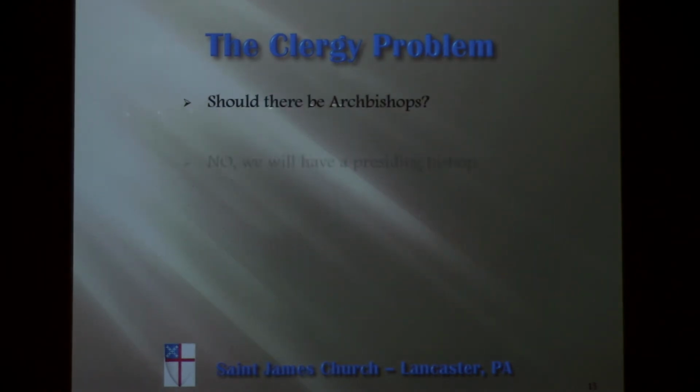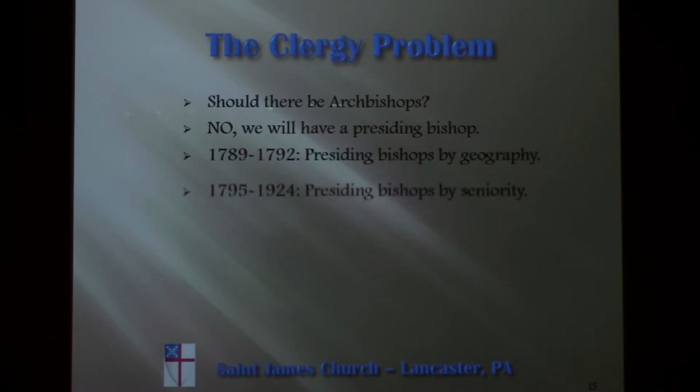So, next question, should there be archbishops? There's an Archbishop of Canterbury and there's an Archbishop of York. Should there be an Archbishop of the United States? And the answer was no. We will not have archbishops. Instead, we will have a presiding bishop. And what's the job of the presiding bishop at this point? It is simply to preside at the General Convention, which happens every 3 years.